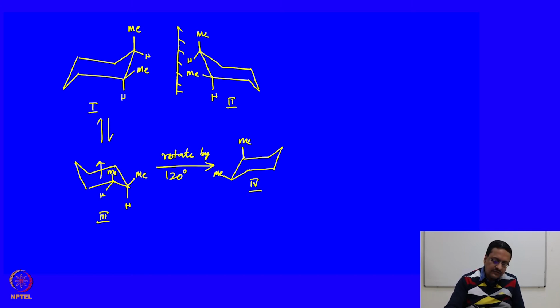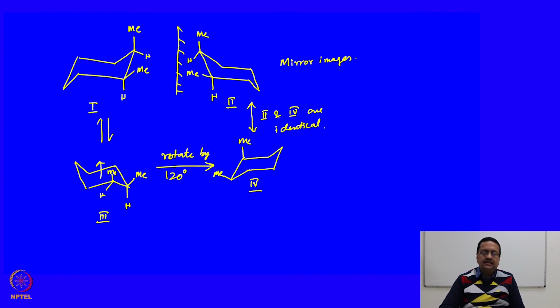So, what we see is that structures 2 and 4 are identical, and therefore 1 and 3, which are mirror images, you have flipped the structure 1 and made structure 3 and simply rotated the molecule by 120 degrees, you have arrived at the structure 4, which is identical to 2, and therefore 1 and 3 are enantiomers, and they are not resolvable enantiomers because this flipping occurs spontaneously at room temperature.